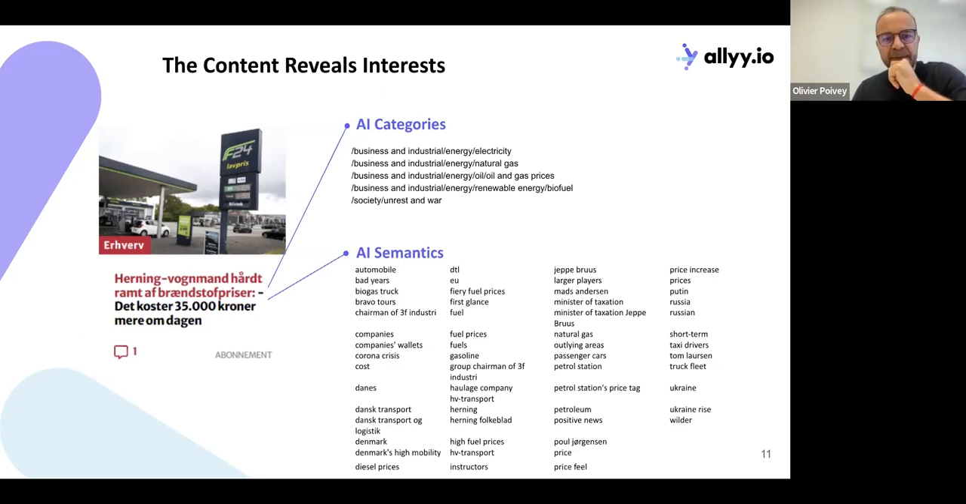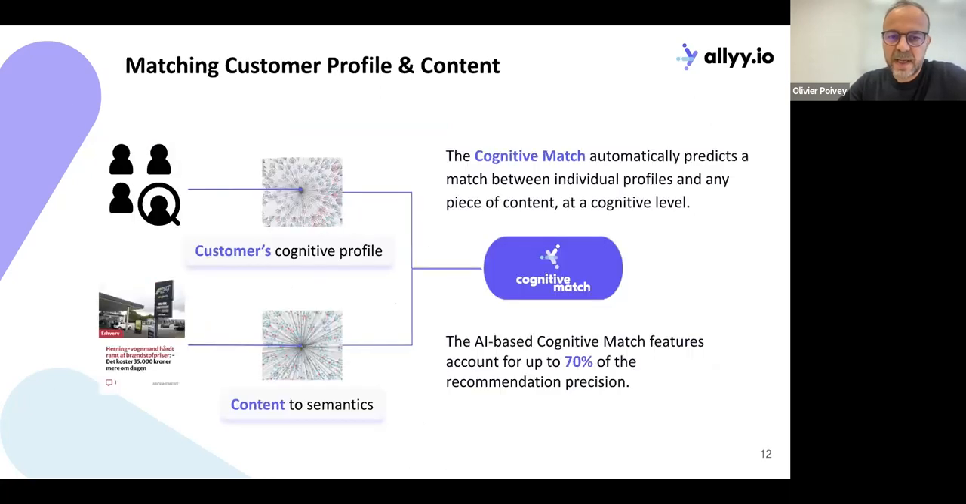What is interesting is if I have read this article, if I have clicked on it, then that is showing my interest. And if I continue clicking and reading and purchasing, that will reveal more and more of my interest. So what we will do is build a cognitive profile of each user, meaning everything that I'm doing, all the responses I'm giving, will be accumulated to understand me at a very detailed level. Because if I have read this article, I have shown an interest in all this semantics.